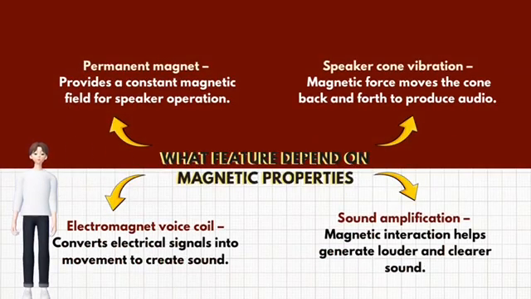What features depend on magnetic properties? First, the permanent magnet provides a constant magnetic field for speaker operation. Second, speaker cone vibration. Magnetic force moves the cone back and forth to produce audio. Third, the electromagnet voice coil converts electrical signals into movement to create sound. And last, sound amplification. Magnetic interaction helps generate louder and clearer sound.